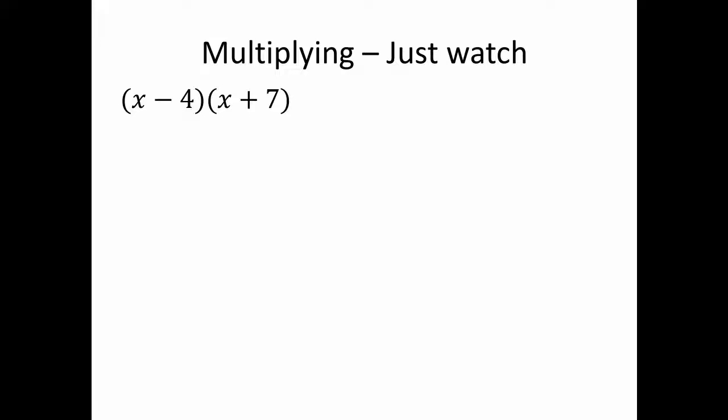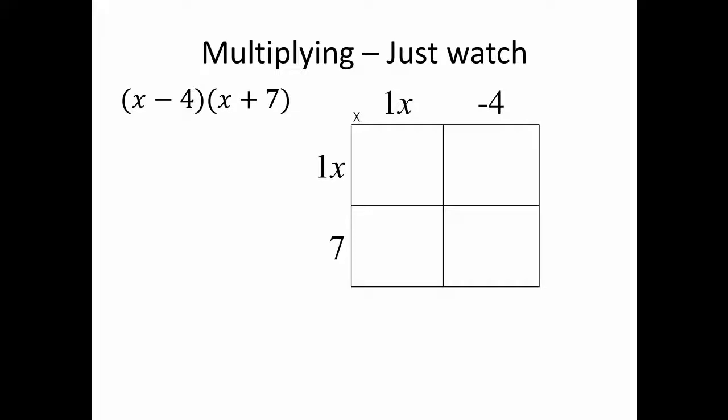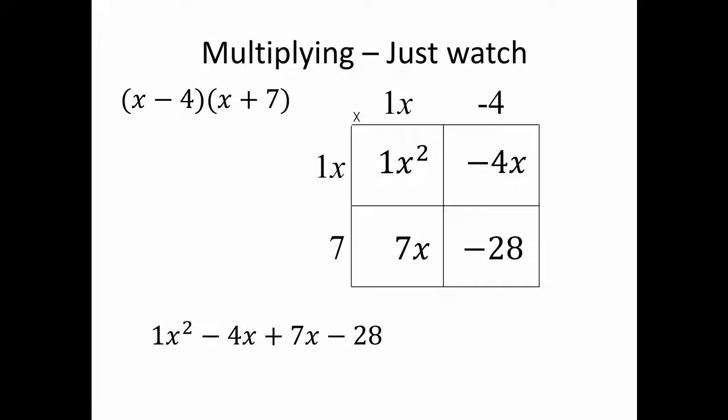Let's take a look at another multiplication. x minus 4 times x plus 7. So we again create the expansion boxes. In the upper left box, we have 1x times 1x is x squared. In the two boxes on the diagonals, we have negative 4x and 7x. And then negative 4 times 7 equals negative 28. We add the contents and get x squared plus 3x minus 28.